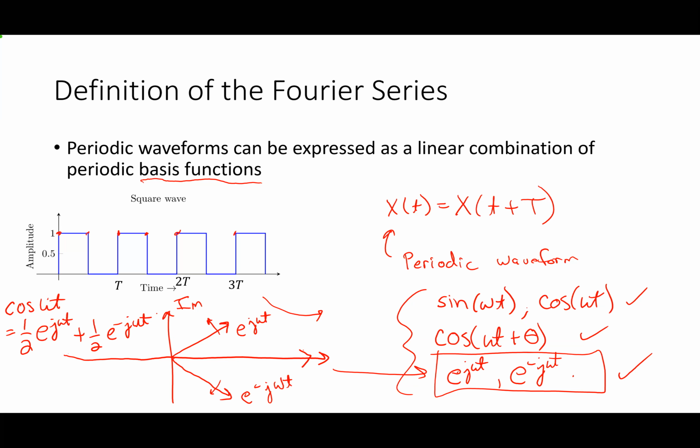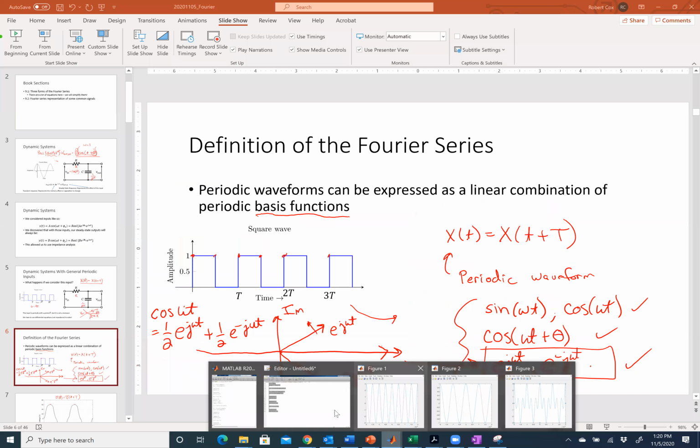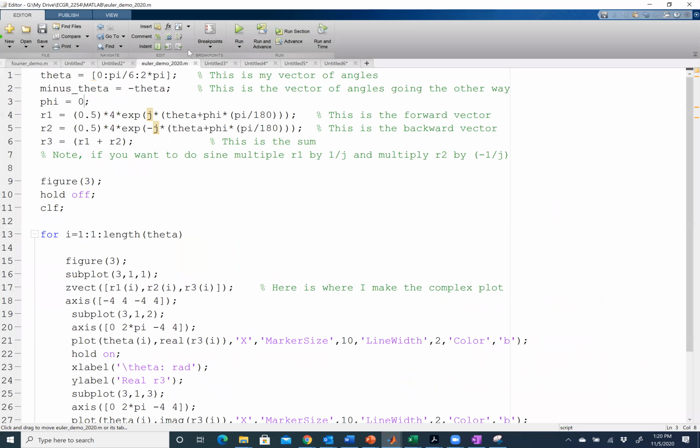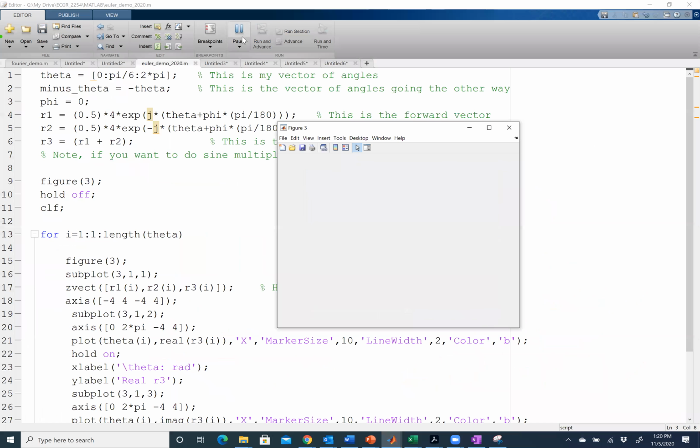Because remember, the real part is always a cosine term. I'm always going to get a real part if I sum those two vectors together. We looked at a picture of that previously, and I just wanted to remind us of that. So way back when, I've got lots of stuff here, but I'm going to run this real quick.